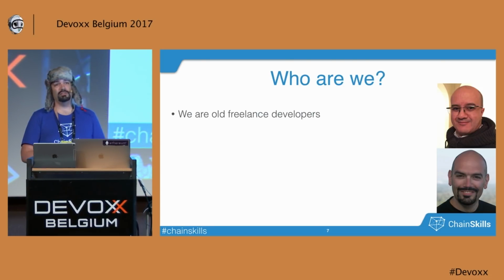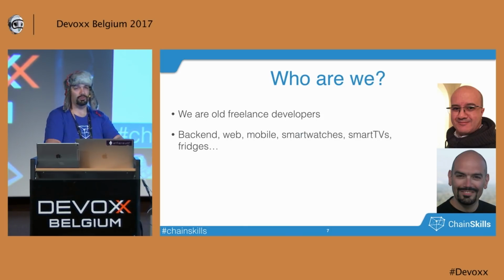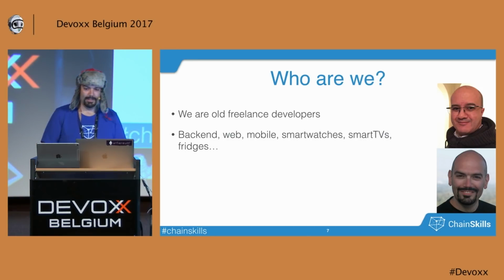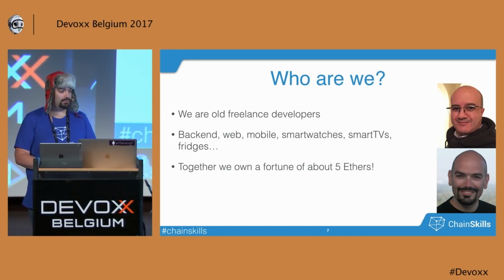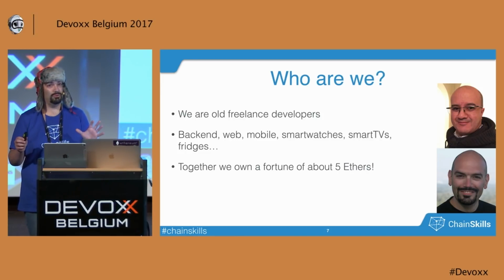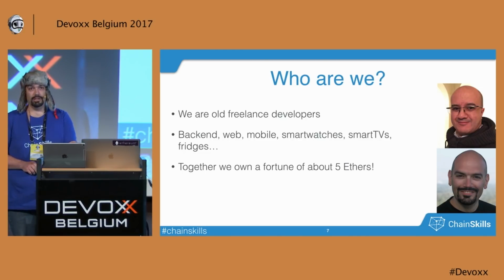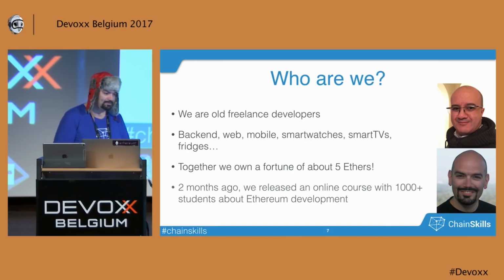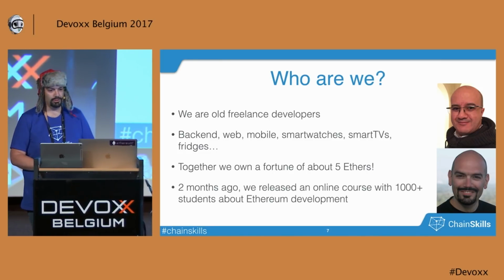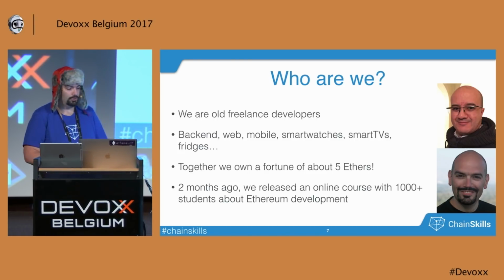So who we are, very briefly. We are all-time freelance developers. We've worked on all sorts of projects, from back-end to mobile to front-end, web, smartwatches, smart TVs, fridges, whatnot. Together, we own a fortune of about 5 Ethers, so we're pretty rich. I mean, come on. Not now, maybe next year. And 2 months ago, we released a course on Udemy. We have more than 1,000 students about Ethereum development. I don't know what I'm mentioning.